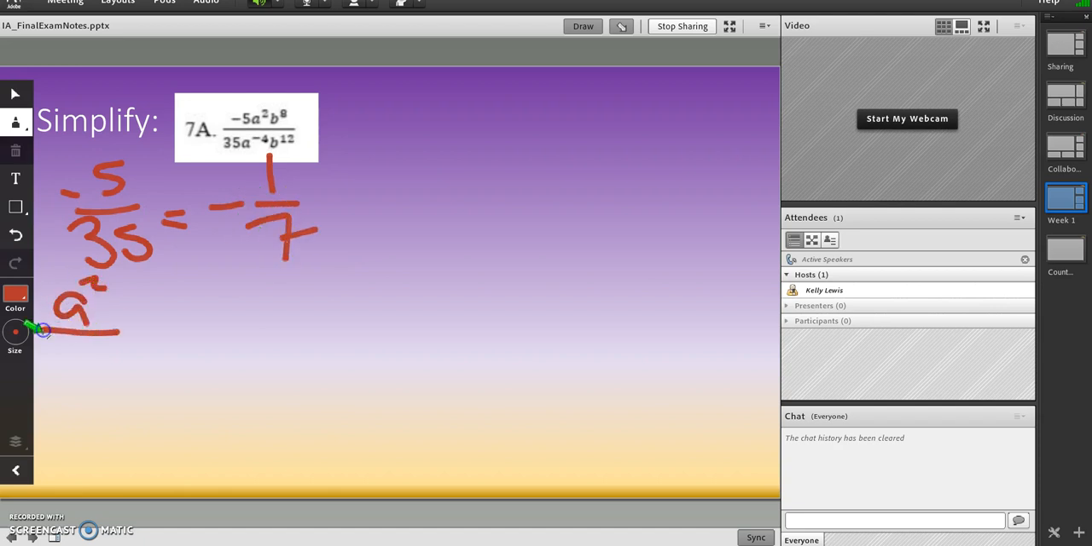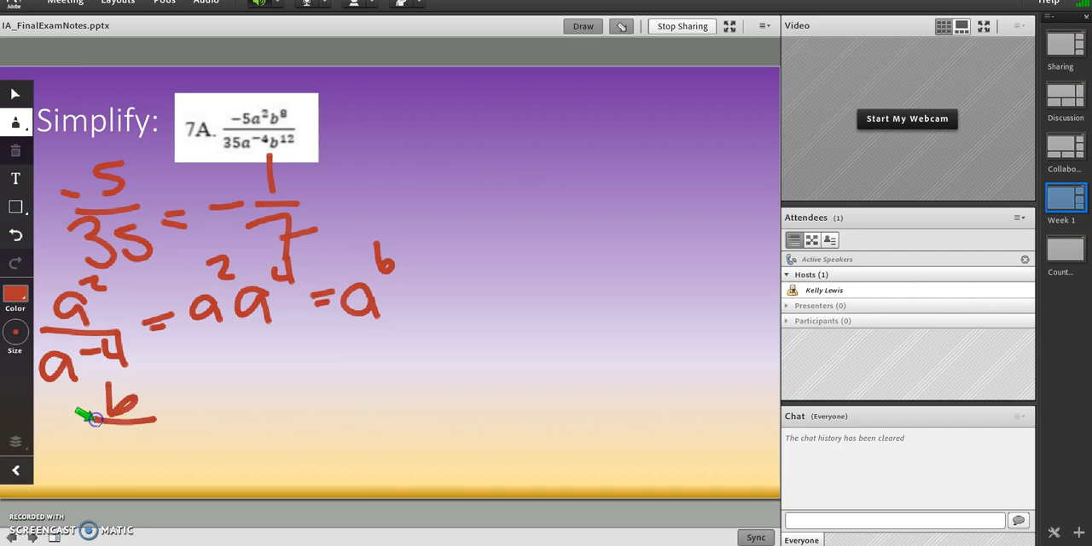A squared, a negative 4. A negative exponent means move me, so we need to move it to the top. Move it, move it. So a squared and a to the 4th, when they're being multiplied, you add the exponents. And then we have b to the 8th and b to the 12th. They're being divided, so we're going to subtract. So 8 and 12, we're going to just subtract. And then I'm going to combine all this together.